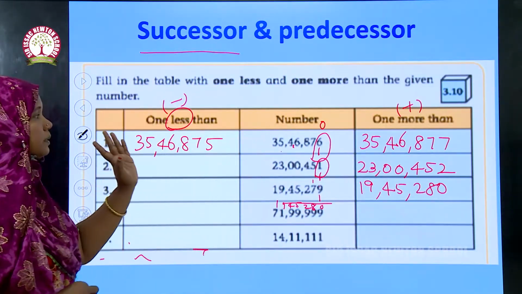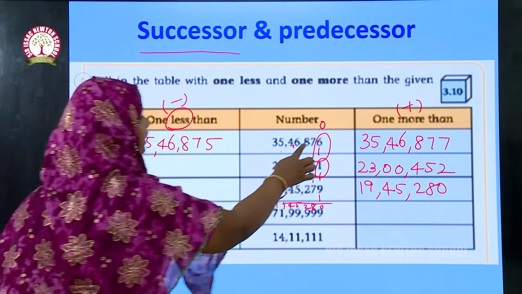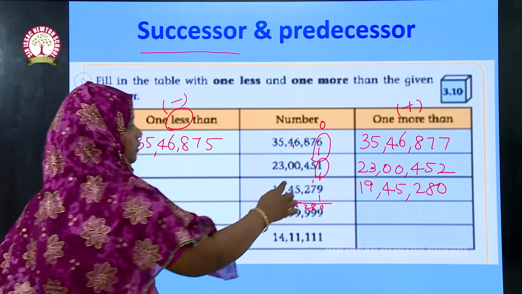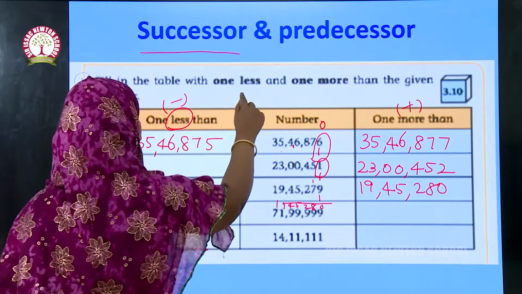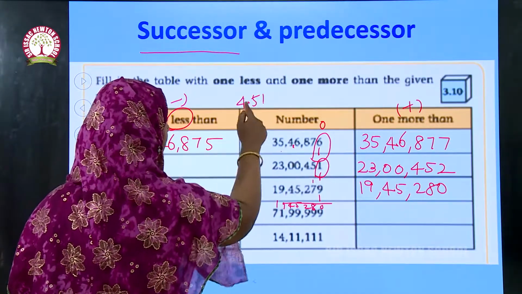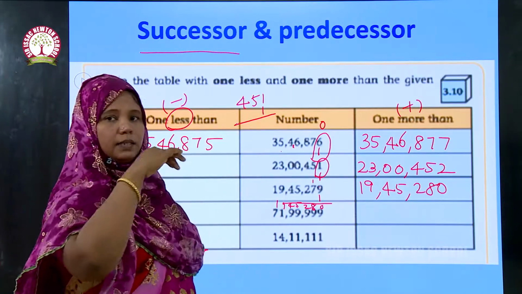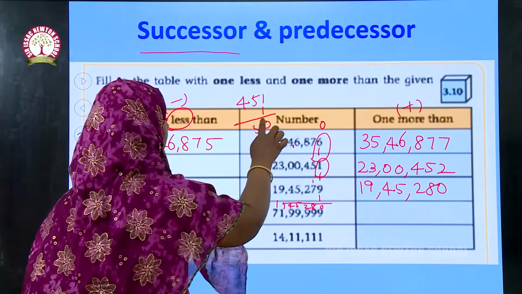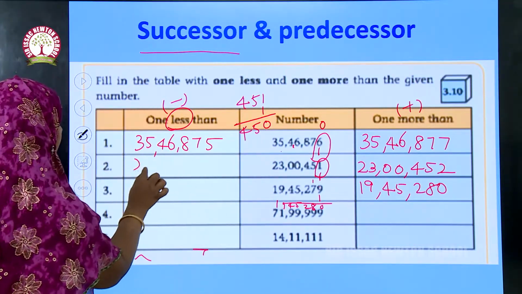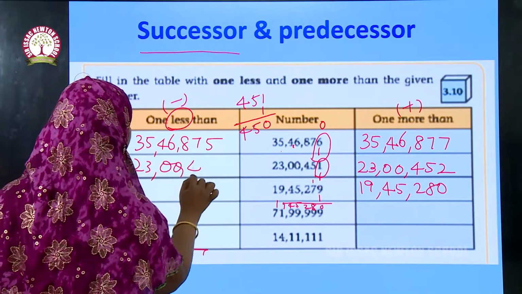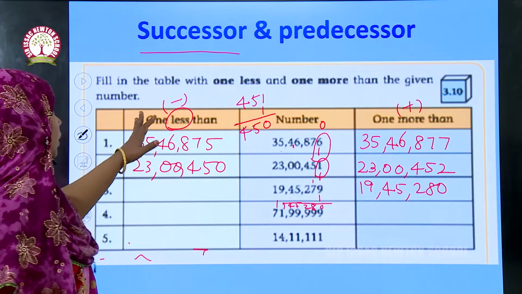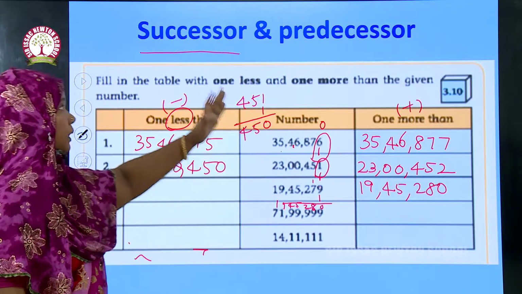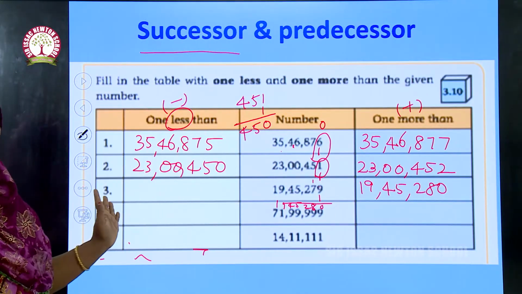So for 1 less than, you subtract 1 from the unit digit. What is 6 minus 1? 5. So I get 5 here. When I subtract 1 from 451, 1 minus 1 is 0, with 5 and 4 remaining, so the remaining digits stay the same: 23 lakh 450. So the successor is 1 more than the given number and the predecessor is 1 less than the given number.